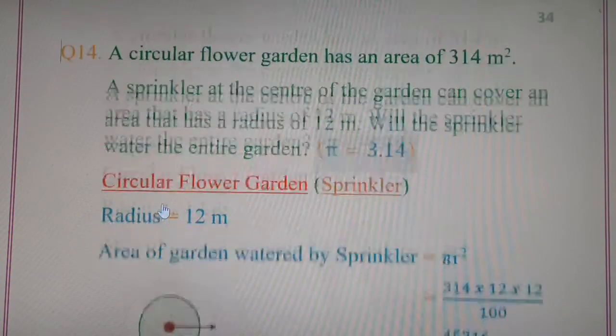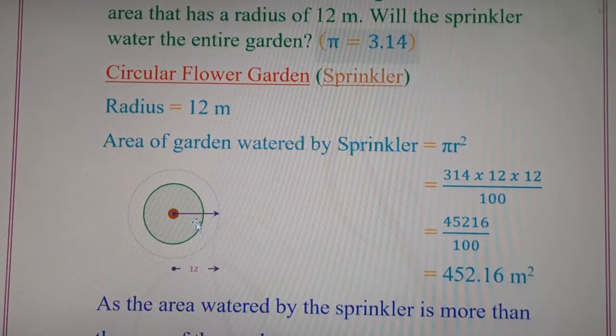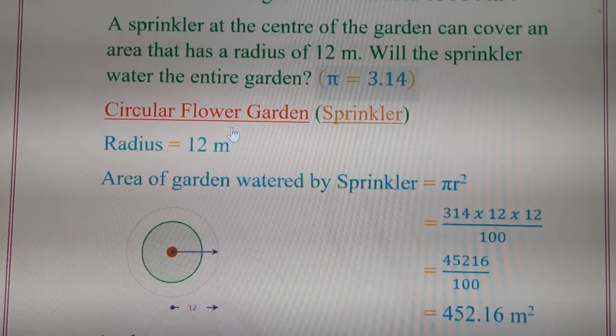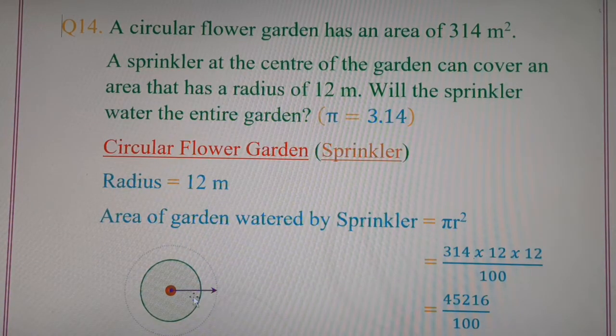The garden radius is not given, but the area of the garden is given. The area of the garden is 314 meters square.